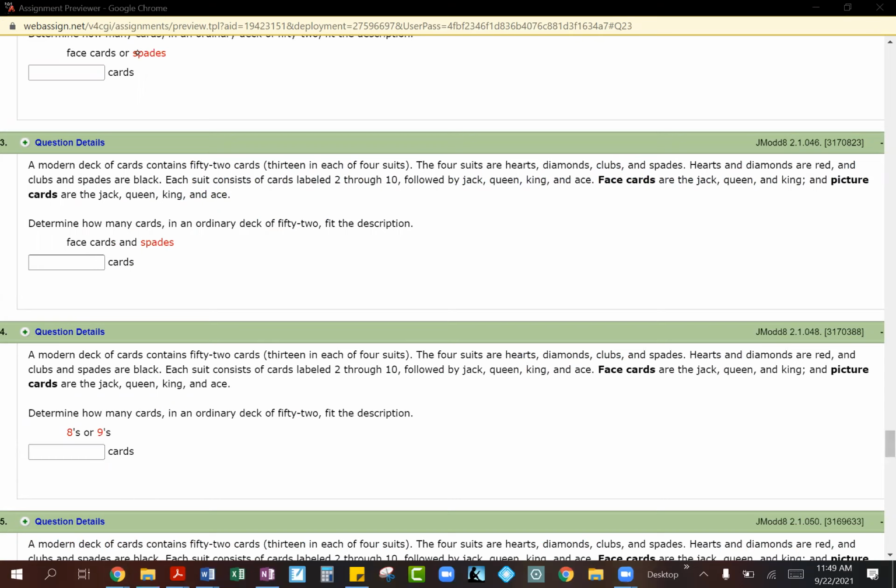Okay. So they're telling us each suit consists of cards labeled 2 through 10, followed by Jack, Queen, King, and Ace. Okay. So yeah, they're specifically telling us here, and I know we had kind of had that discussion and we have looked at that one example. So they're telling us face cards are only Jack, Queen, and King. And then picture cards they're defining as Jack, Queen, King, and Ace. Okay. So they want to know what is going to be basically the intersection between face cards and spades.